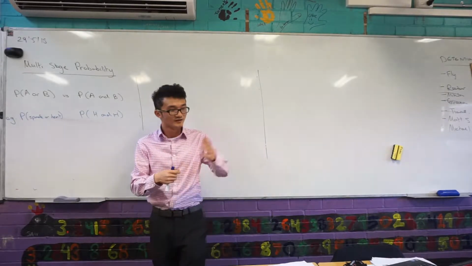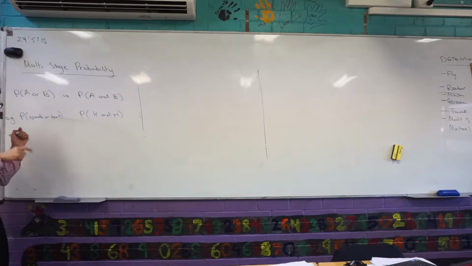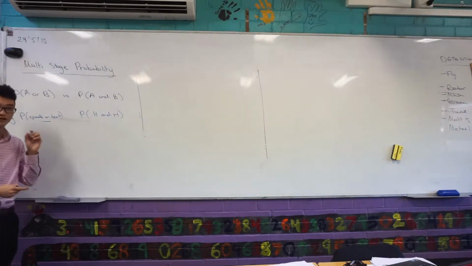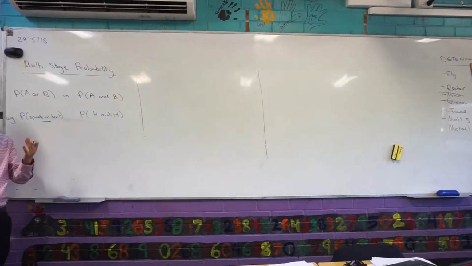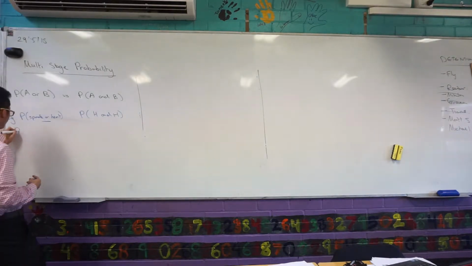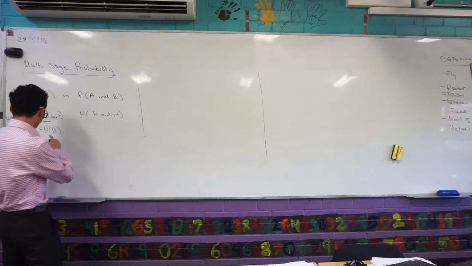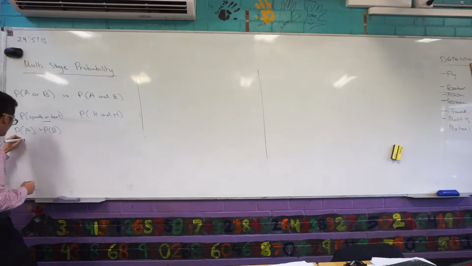It can be 26 out of 52. How did you get 26? 13 plus 13. See, intuitively, right? You've seen this word here, or, and you've thought add. And that's exactly right. If I say P of A or B, really what you're saying is P of A plus P of B. Now, this only works when they're mutually exclusive.